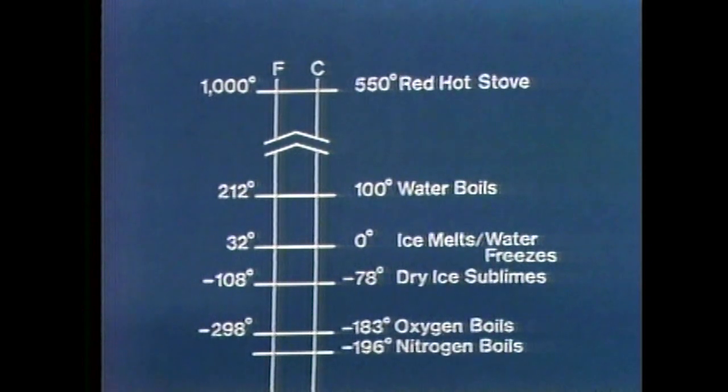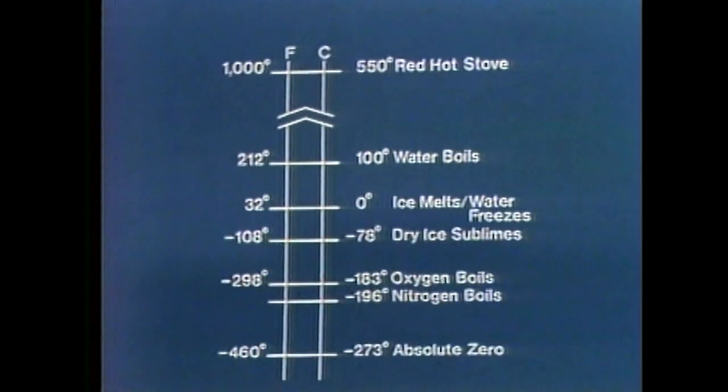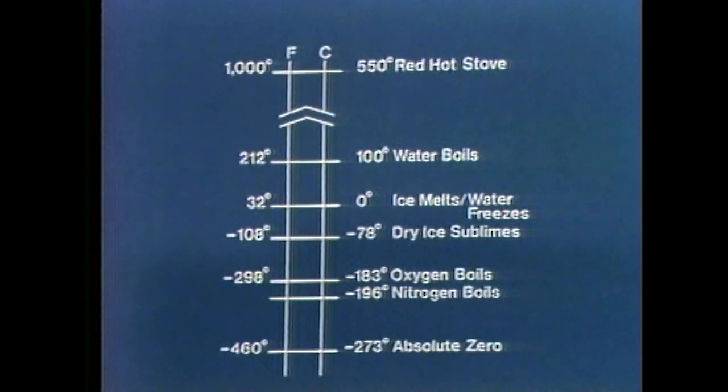Just to give us an idea about the ranges we're talking about here, dry ice, solid carbon dioxide, sublimes at minus 78 degrees centigrade, and liquid oxygen boils at minus 183 degrees. Liquid nitrogen boils at minus 196 degrees centigrade. And so what we're going to do is dive way down to this low temperature region and see what happens to matter in this environment.